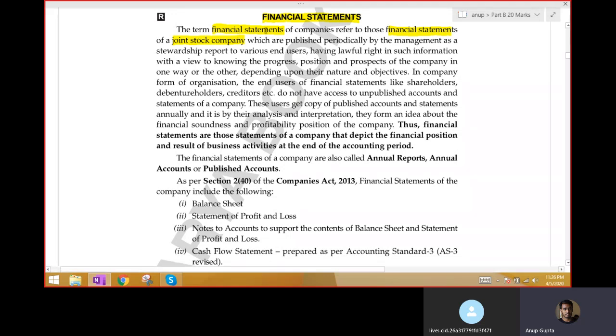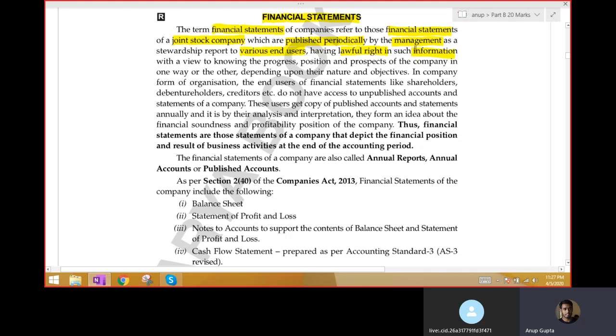Therefore, a financial statement is made by a joint stock company, which is published periodically. And who publishes it? The management. The management publishes the financial statements on a periodic basis. It is generally on a yearly basis, and in India the financial year ends on 31st March every year. It is published to various end users of the financial statement, who have a lawful right to such information.